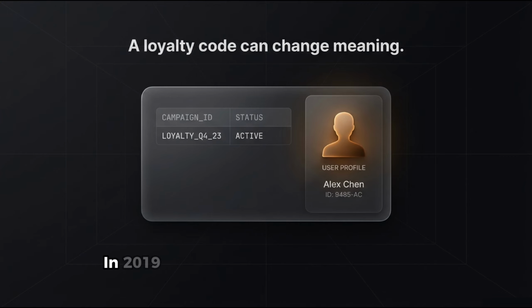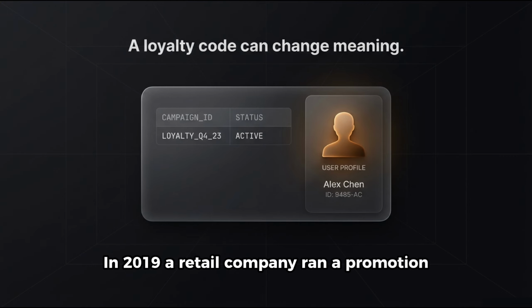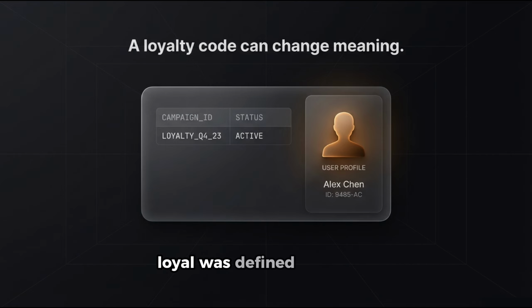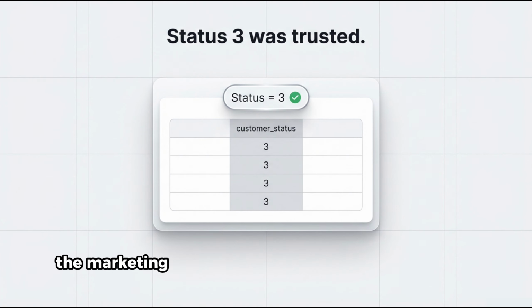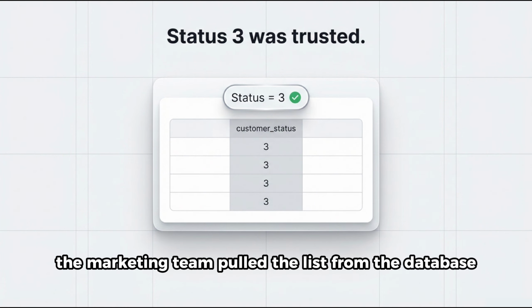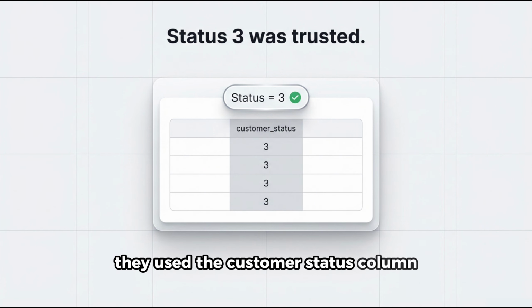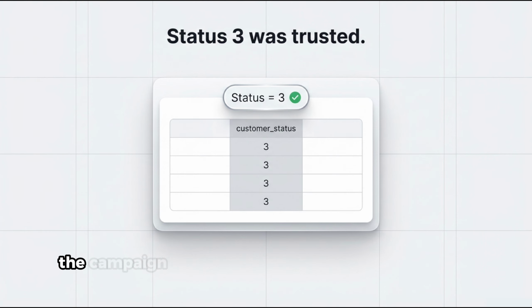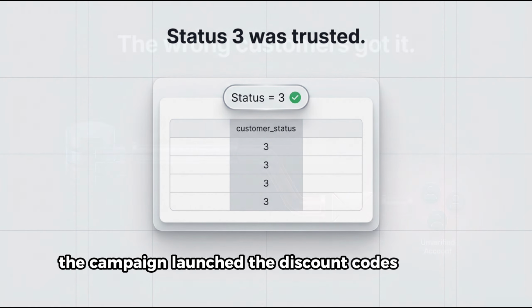In 2019, a retail company ran a promotion that offered discounts to their most loyal customers. Loyal was defined, internally, as customers who had placed more than 10 orders in the past 12 months. The marketing team pulled the list from the database. They used the customer status column. Status 3 meant loyal. Everyone knew that. The campaign launched. The discount codes went out.